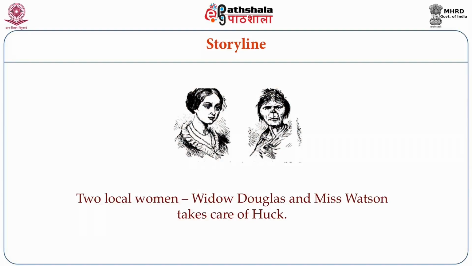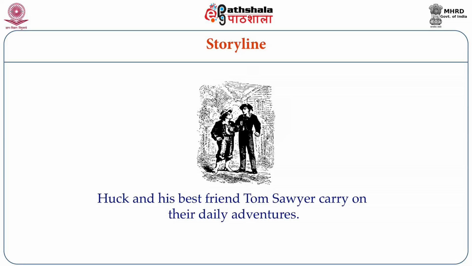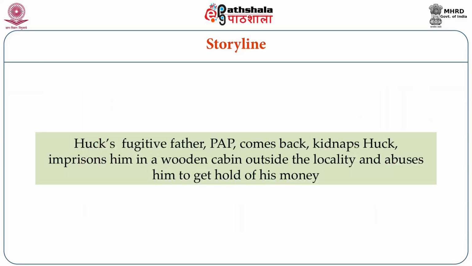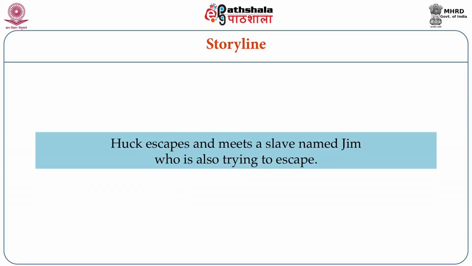Two local women, Widow Douglas and Miss Watson, take care of Huck. Huck and his best friend Tom Sawyer carry on their daily adventures. In one of their adventures, Huck and Tom discover a robber's hidden treasure. Huck's fugitive father, Pap, comes back, kidnaps Huck, imprisons him in a wooden cabin outside the locality and abuses him to get hold of his money. Huck escapes and meets a slave named Jim who is also trying to escape.